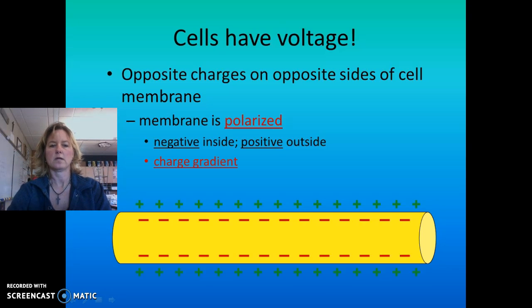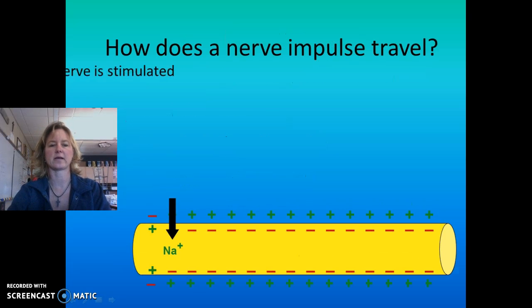Okay, here is our gradient. Because we have these anions and these cations built up inside and out, it's going to store energy. That is our potential energy, and we're going to see this travel down the axon of our cells.